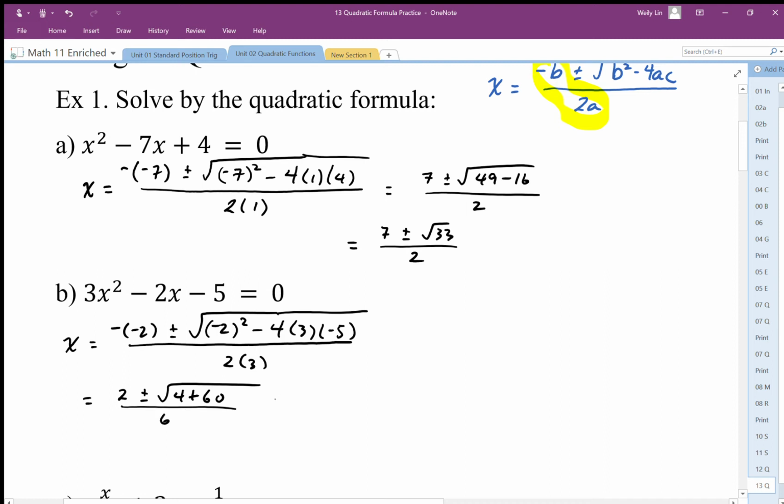all over 6. This simplifies to 2 plus minus square root 64, which is a perfect square. So then we end up with 2 plus minus 8 all over 6, so we end up with 10 over 6. Okay, so our solutions are going to be 10 over 6, which reduces to 5 over 3, and negative 6 over 6, or negative 1. Okay, so just clean that up a bit: 5 over 3 and negative 1. So this happens to be factorable. If we get rational solutions like this, that means that this was a factorable quadratic.